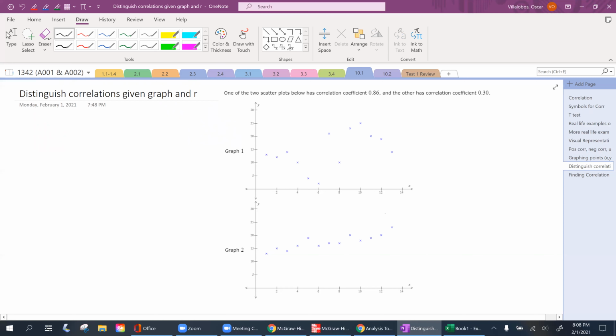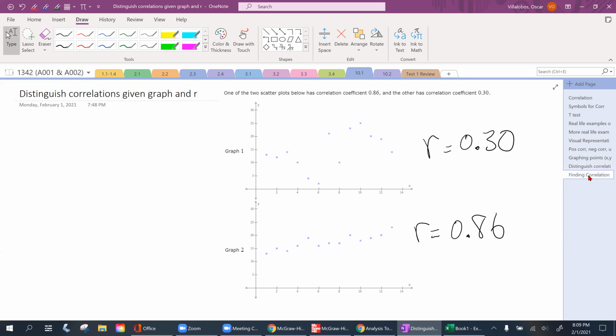More lined up. And I'm asked, one of the two scatter plots below has a correlation coefficient of 0.86, and the other correlation is 0.30. Which one belongs to which one? We need to remember that the one that has the straighter points is going to be closer to 1. So between 0.86 and 0.30, this strong one has to be 0.86, leaving the one that's not as straight closer to 0.